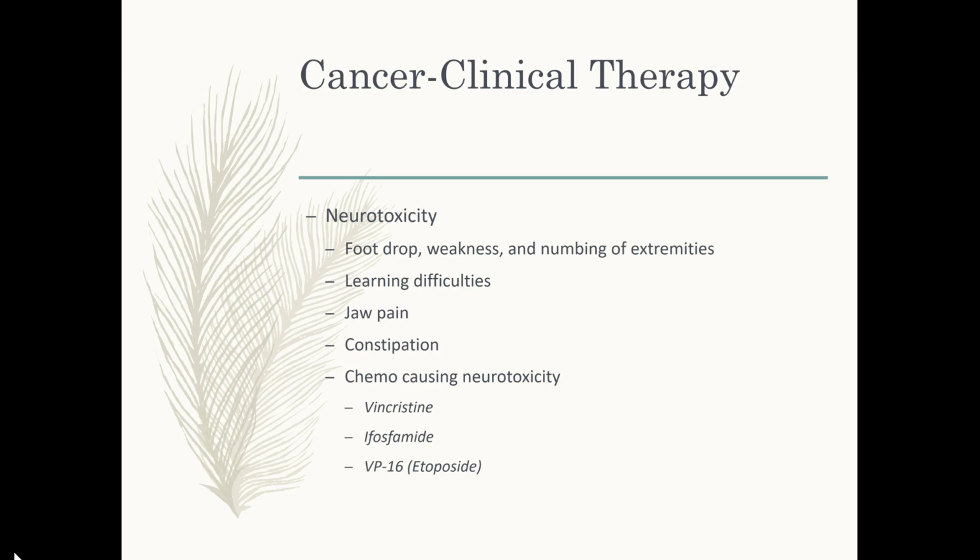If their extremities become numb, it can be permanent or it can be transient. So you just need to think about what we can help with and what we can't help with in terms of neurotoxicity. The chemos that typically cause neurotoxicity are listed there.